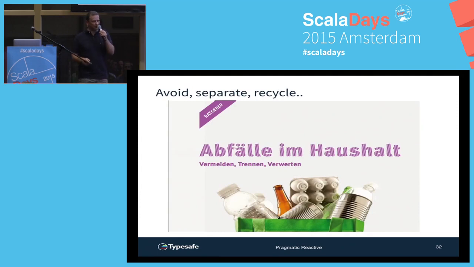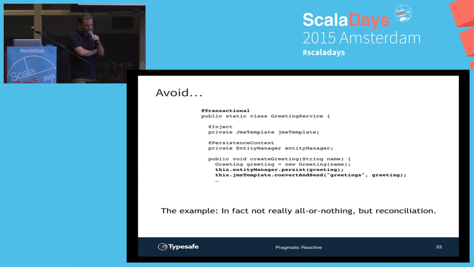There's a bit of local color here. This is German. I don't know the English equivalent for that, but I like this. These three steps: avoid, separate, recycle. So this is about household trash. You should avoid it. If you can't avoid it, separate it. If you've nicely separated, you can recycle it. I'm not saying distributed transactions are trash, but I'm saying it's interesting to look at these three steps: avoiding, separation, and possibly, if you really can't do anything else, recycling.